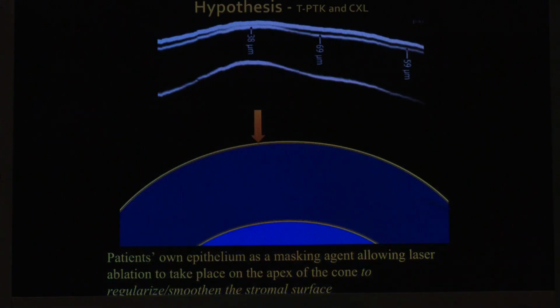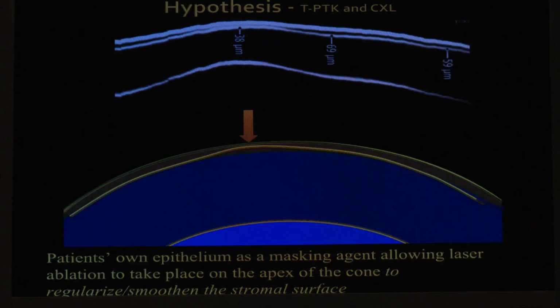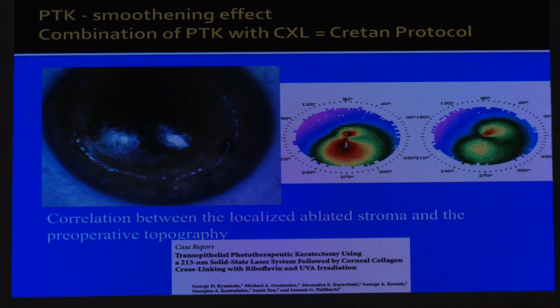So we used this hypothesis in which we actually decided to do a 50 micron PTK. So when we do 50 micron PTK, you are ablating on the thin epithelium, but you are also topping off a bit of underlying stroma so as to give a simulated treatment compared to a topo-guided procedure, without using much ablation and without doing a topography guided treatment.